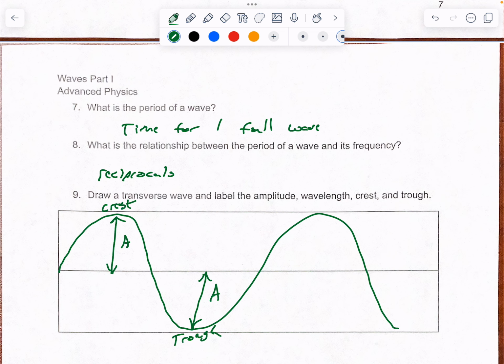Okay, and your wavelength, as long as you have one full crest and one full trough, you're good. So you could start here and then end here. That'd be wavelength. You could start at the top of a crest and end at the other top of the crest, you're good. Or start at the bottom of a trough, end at the other bottom of a trough, and that would be wavelength as well. As long as you have one full crest and one full trough. And that will end that one.